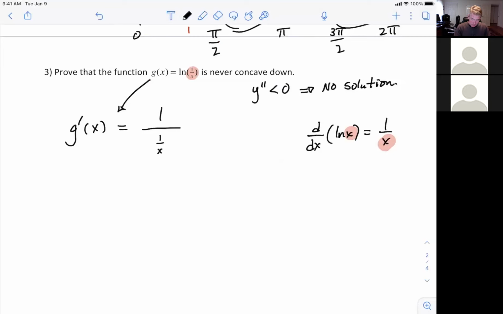And then the chain rule says now you need to take the derivative of 1 over x. And that's one that we use so often, I say you should just remember it. The derivative of 1 over x is negative 1 over x squared.